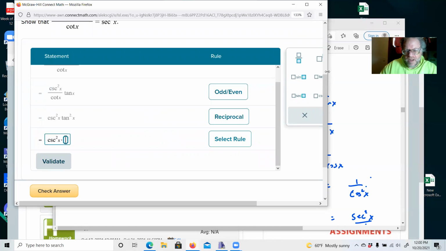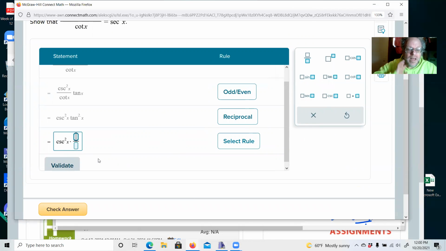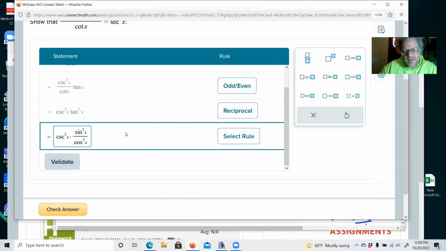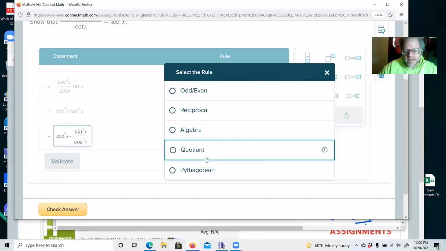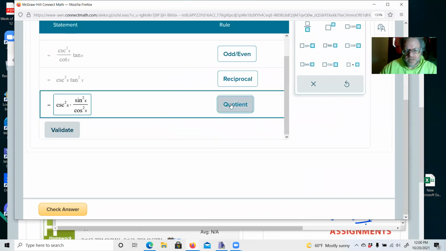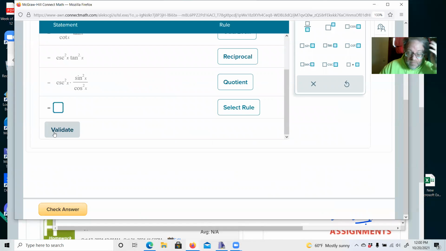times, now we'll do a fraction. Let's make this bigger. Okay, sorry about that. Times sine squared x over cosine squared x. All right. And which rule are we going to pick? I think we're going to pick quotient. Yeah, let's pick quotient. Let's see if that's all right.